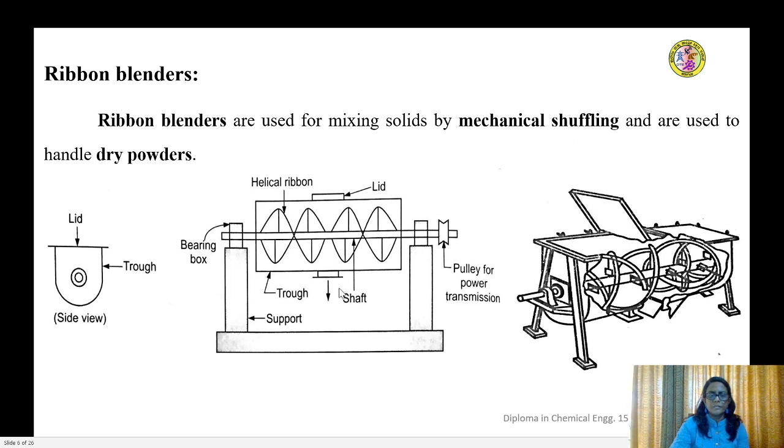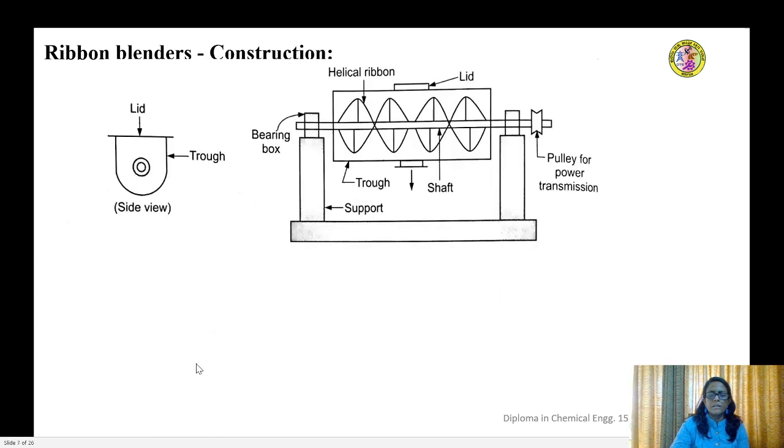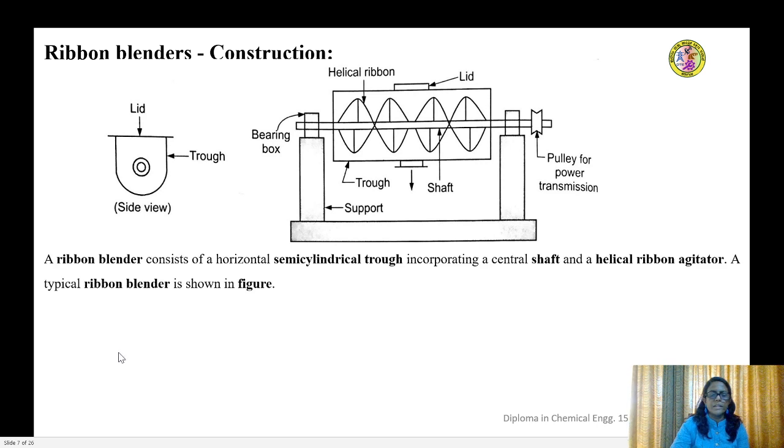This is suitable for mixing solids by mechanical shuffling, that is by mechanical pushing and pulling action, and is used to handle dry powders. So these are suitable for powdery material. Coming to their construction, a ribbon blender consists of a horizontal semi-cylindrical trough incorporating a central shaft and a helical ribbon agitator. A typical ribbon blender is shown in the figure.